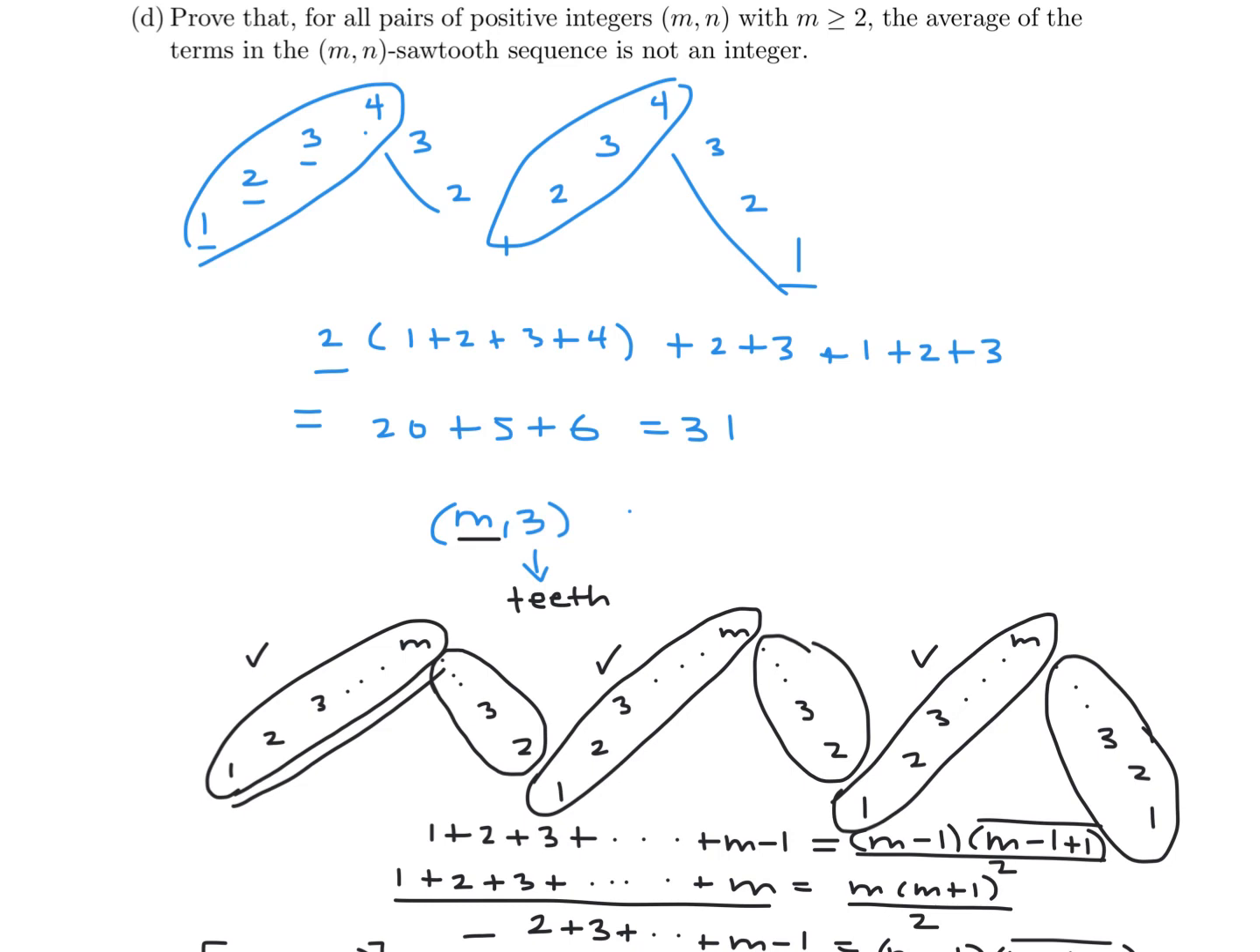Part D. Prove that for all pairs of positive integers m, n with m greater than or equal to 2, the average of the terms in the m, n Sawtooth sequence is not an integer. All right, so we have to prove that the average of the terms is not an integer. Okay, so not an integer. So that's what we have to show.